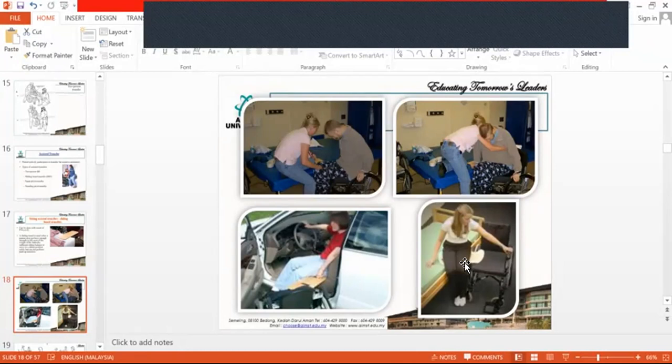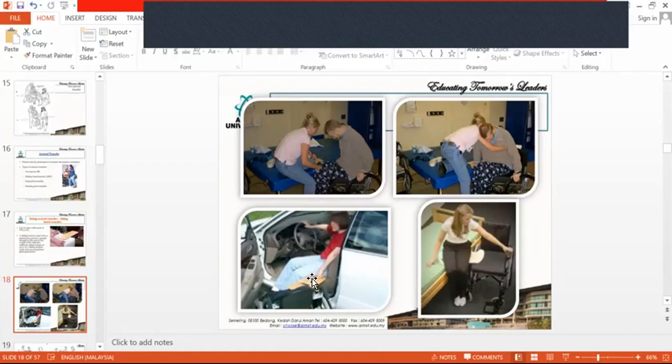So you can use the slider on many occasions. From a bed to the wheelchair, wheelchair to the bed, then wheelchair to the car, then car to the wheelchair, then even to the bathrooms, from the wheelchair to the bathtub, from the bathtub to the western commode, all those things you can do with the help of the slider.